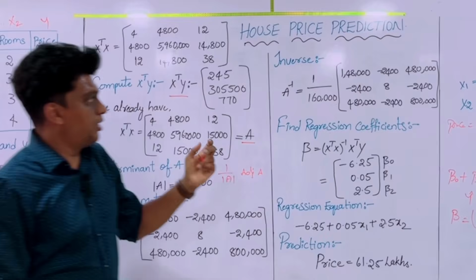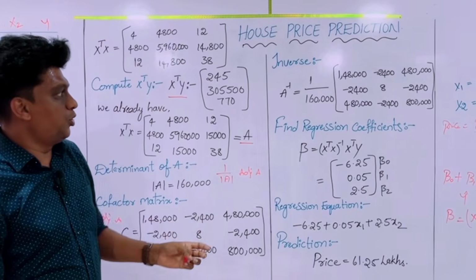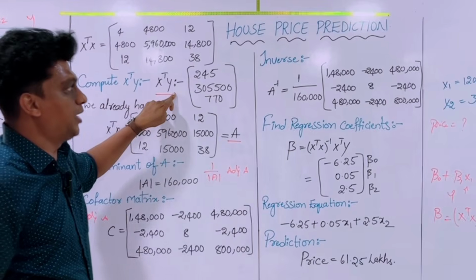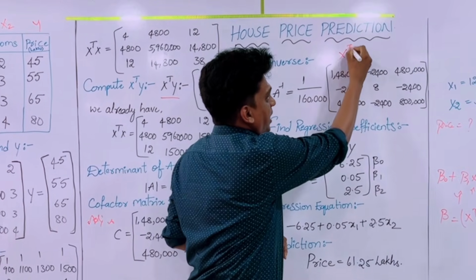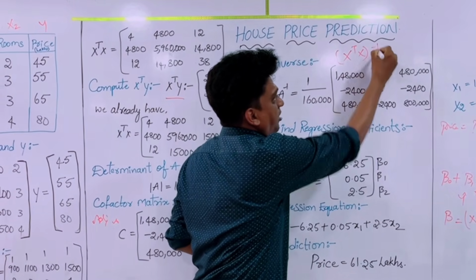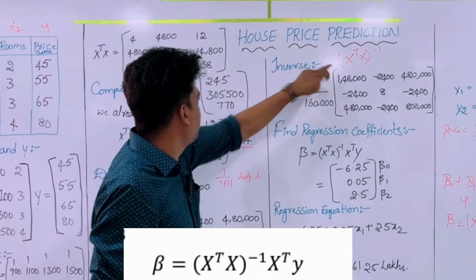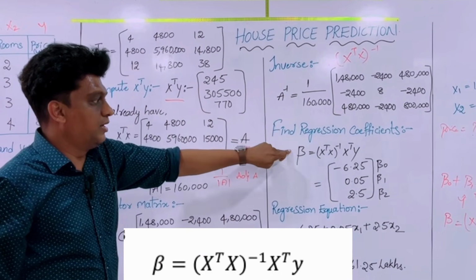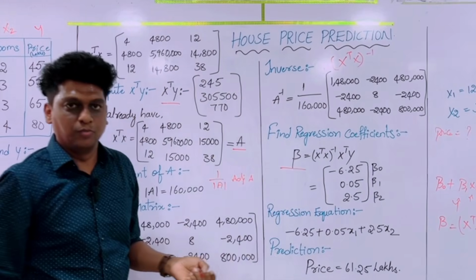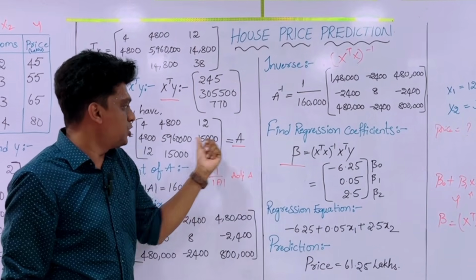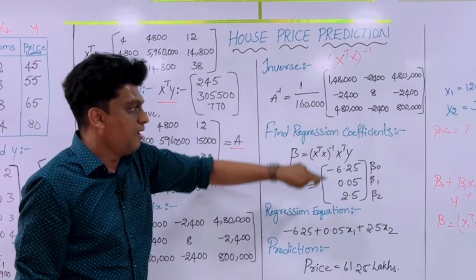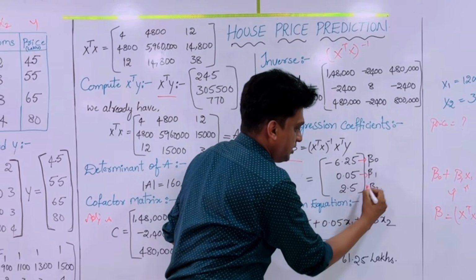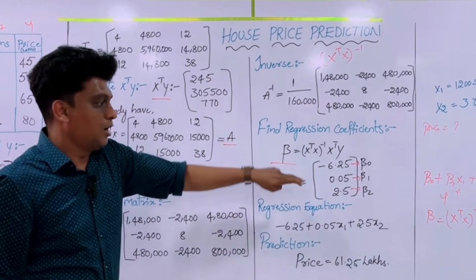Now we have to multiply this inverse term with x transpose y. This represents x transpose x the whole inverse, and we multiply this term with x transpose y. Then we will get the beta value. When we multiply these two terms, we get the matrix: the first one represents the beta naught value, this is beta 1 and this is beta 2.